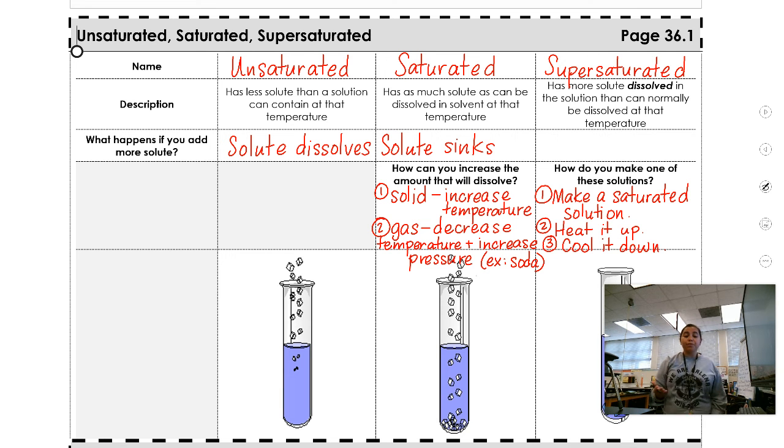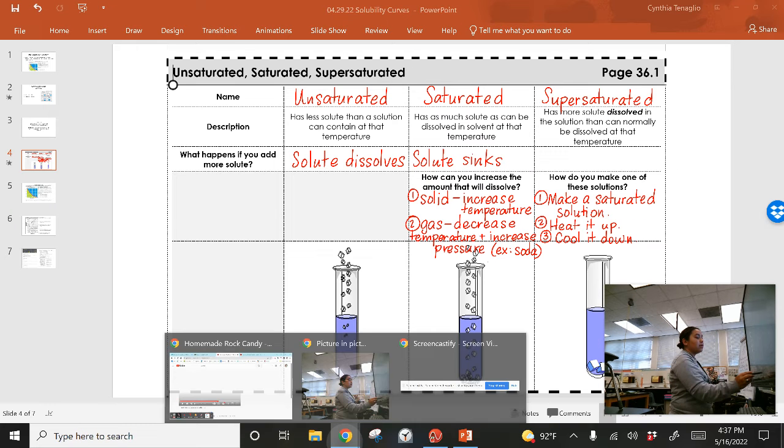So that creates a supersaturated solution, which technically has more solute dissolved in it than can be dissolved at a specific temperature. So how can I tell I have one of these supersaturated solutions? Well, what happens is I can put in more solute. So what happens when he put in more solute?